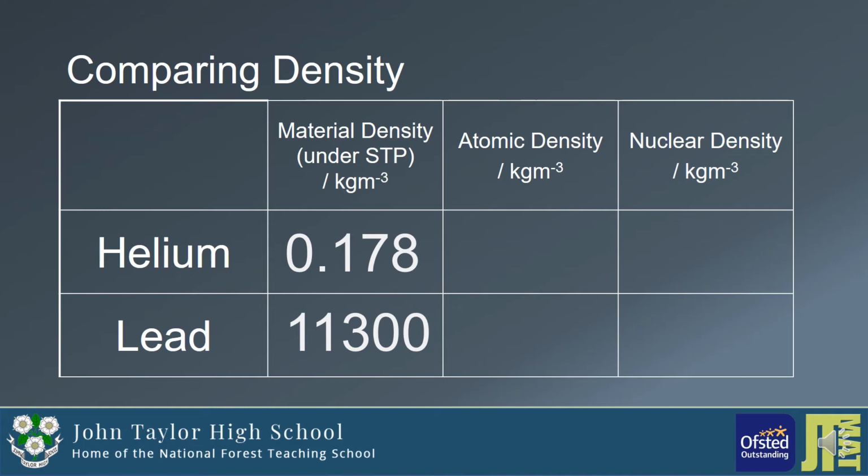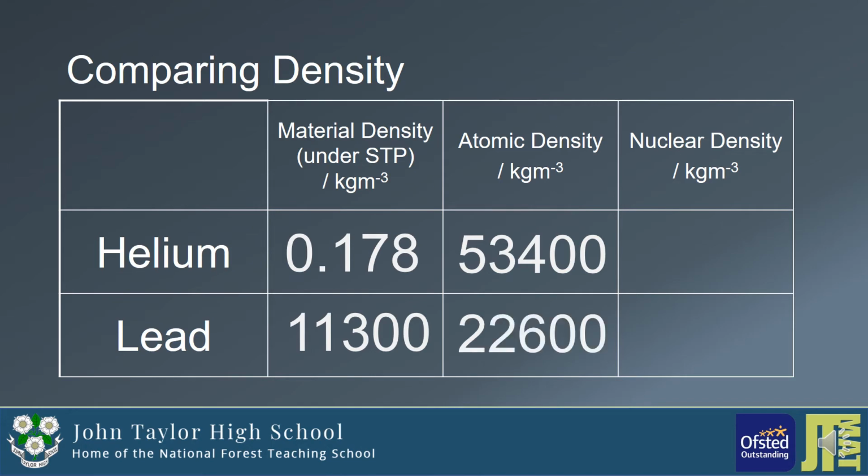And one of the questions did ask, would these results surprise you? Helium's atomic density, the density of the atom of helium, 53,000 kilograms per meter cubed. So a huge number, actually, pretty much 5 times the density of lead as a material. And lead's atomic density, just over 20,000. Now, what this tells us, first of all, is the atomic density is always going to be higher than material density because the atoms themselves are separated, physically separated, so therefore occupy a little bit of volume.